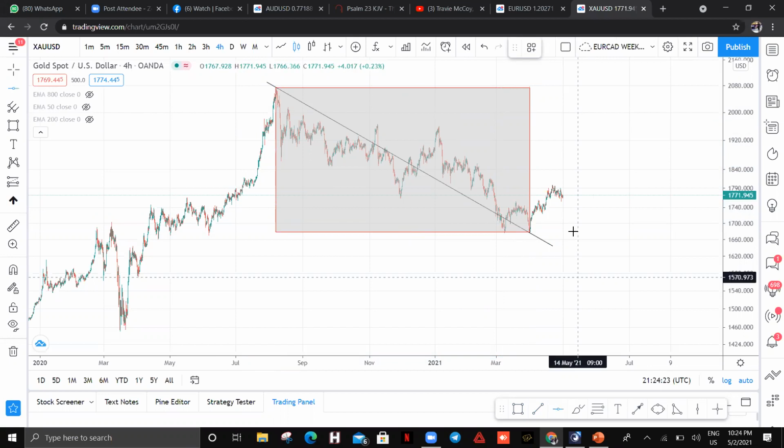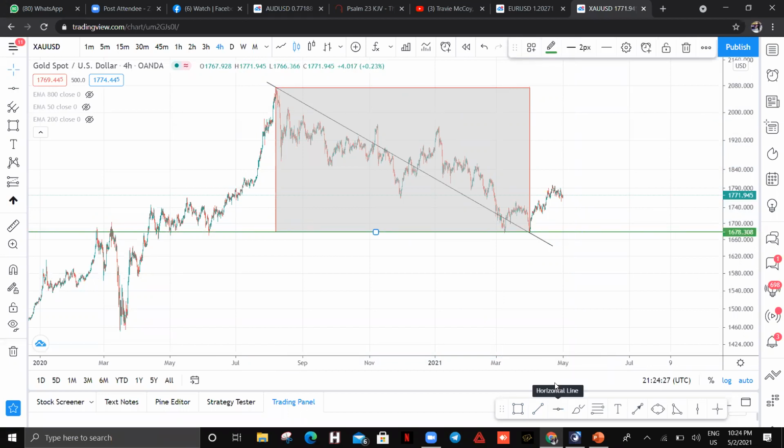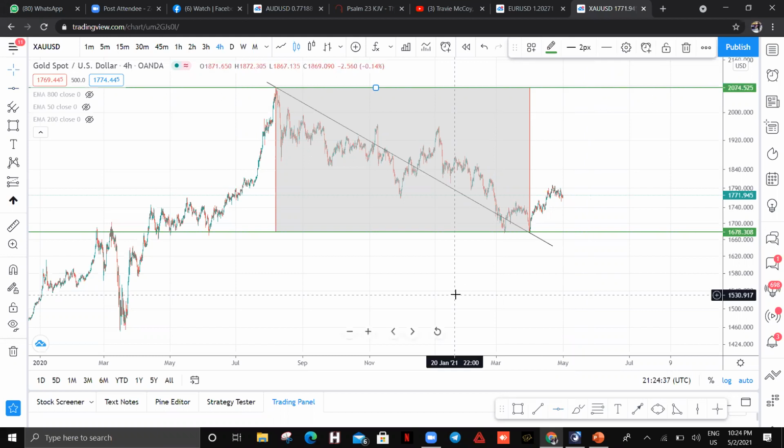Identify the floor, which is the support, and your resistance. You can use different colors to do that. You can use red as a resistance. You can use green as your support, whichever way you want it. But just know that the horizontal lines are your pivot levels. So that's how you identify your horizontal lines.